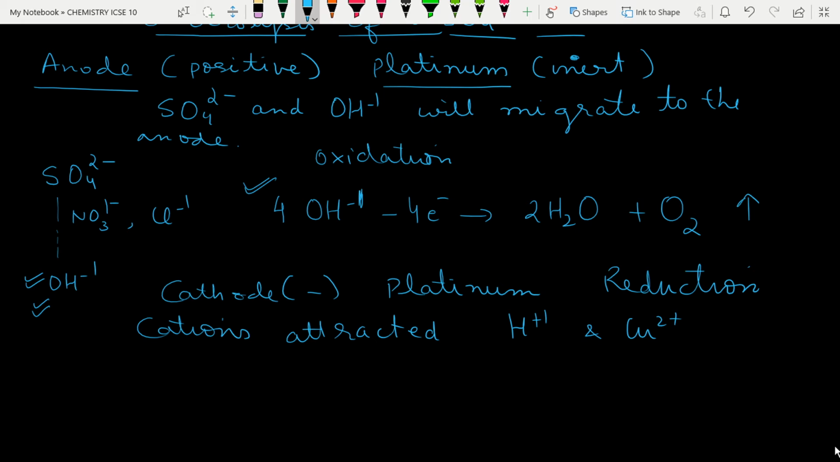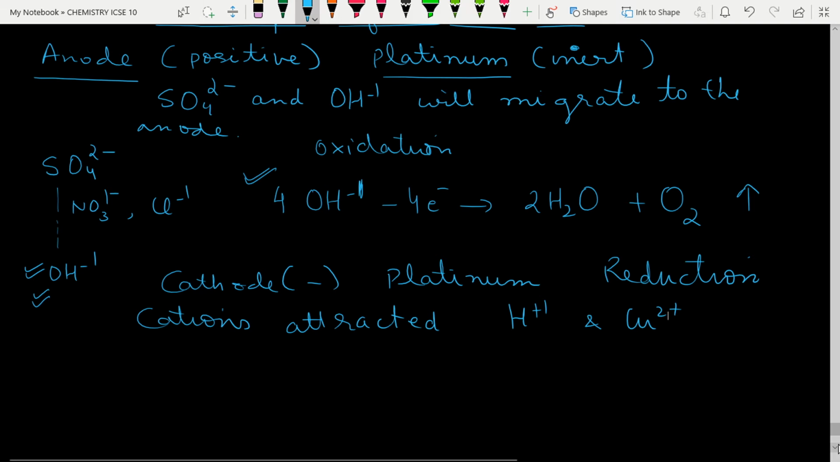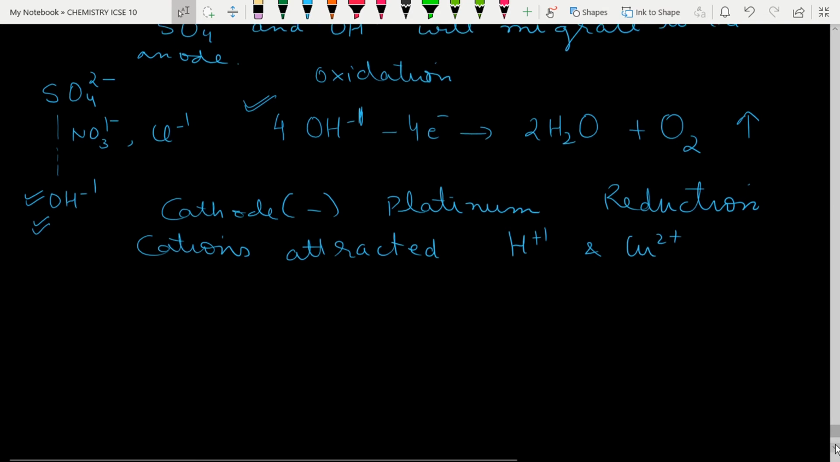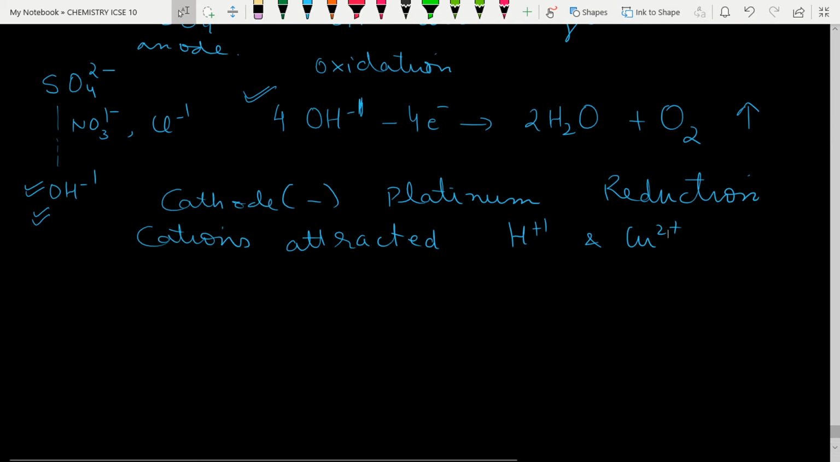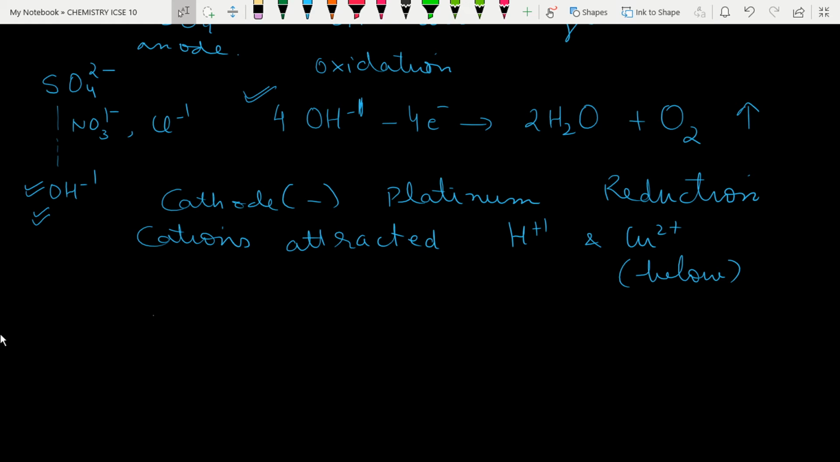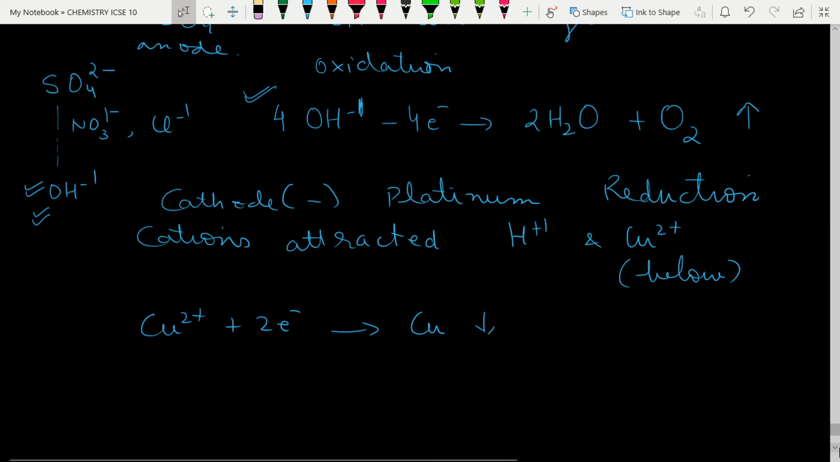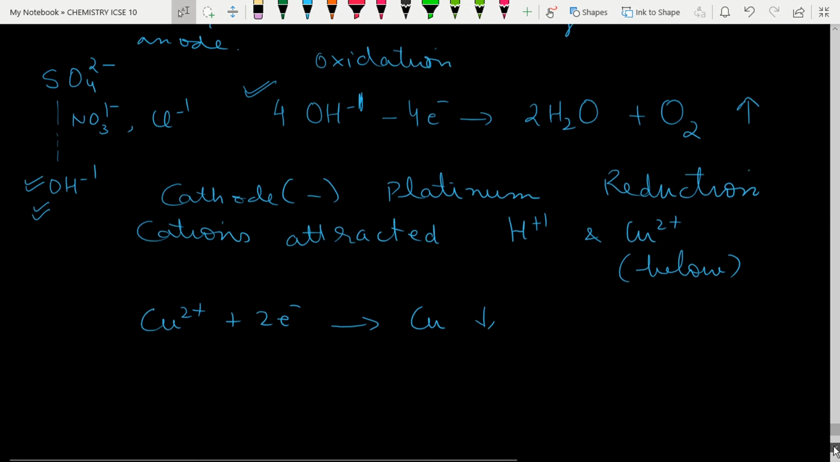So in the activity series, again let us see the activity series of metals, the positive ones. So we know that copper is below H+, so this will be reduced first. So Cu2+ will accept 2 electrons and we will see the deposition of copper. So this is how we see the electrolysis of copper sulfate using platinum electrodes.